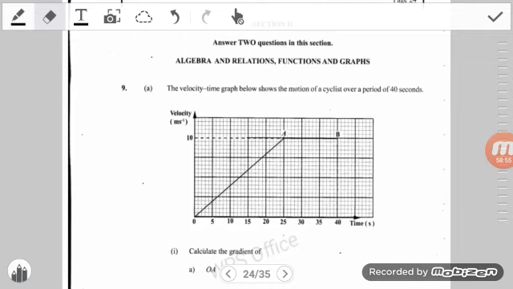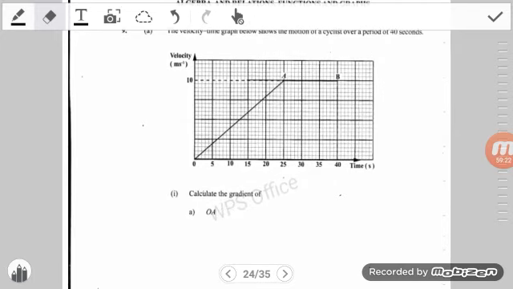We are looking at a velocity time graph. The velocity time graph below shows the motion of a cyclist over a period of 40 seconds. So this is the 40 seconds here, and this here is the velocity at which the cyclist is traveling. We're to calculate the gradient of OA.